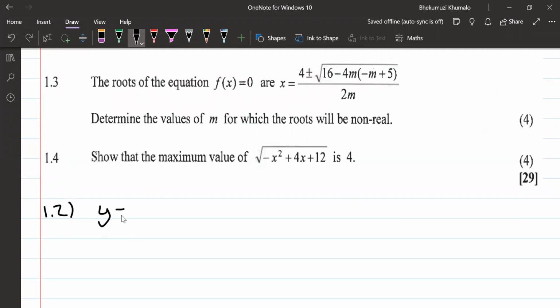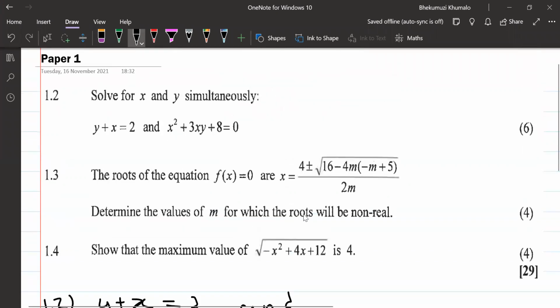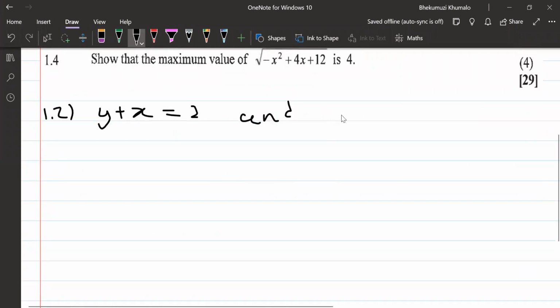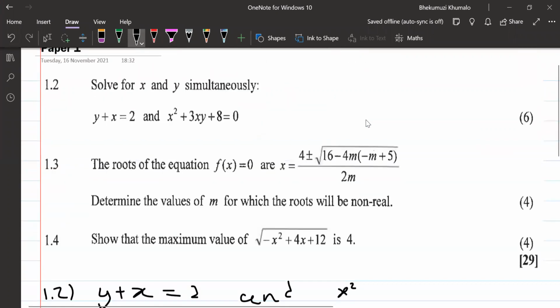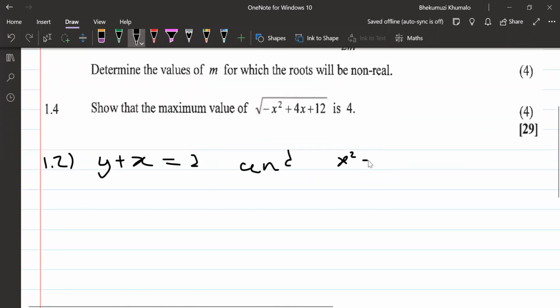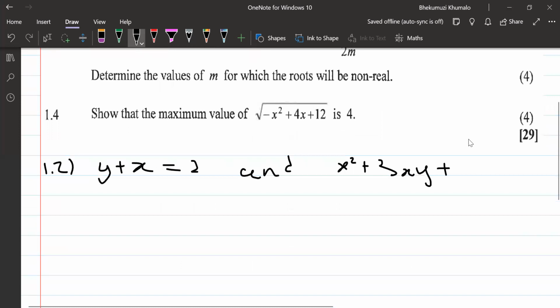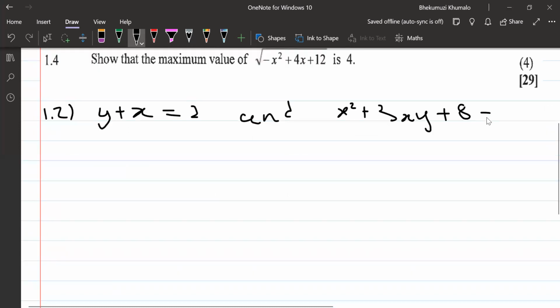Apologies if I'm going too fast. Please tell me if I'm going too fast. But as I said, I just want to try and get through as much as possible in this hour that we have. It's 3xy, I think it said plus 8, right? Is it plus 8? Yes, plus 8 is equal to 0.